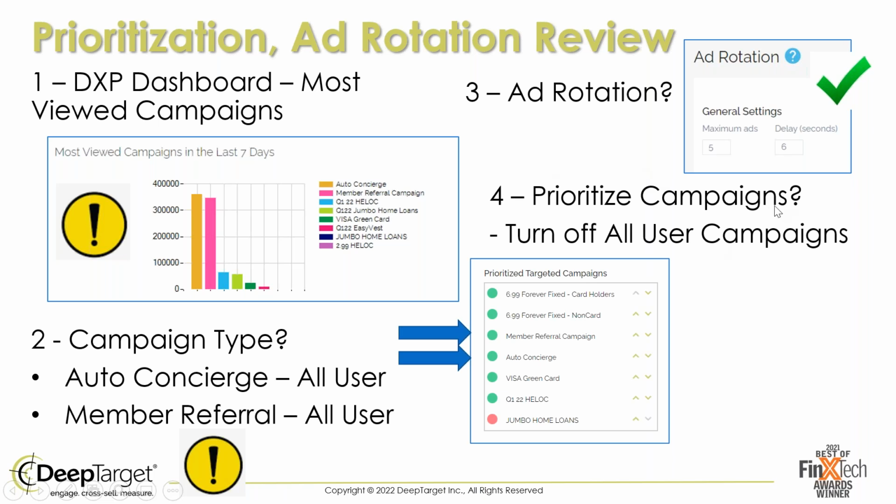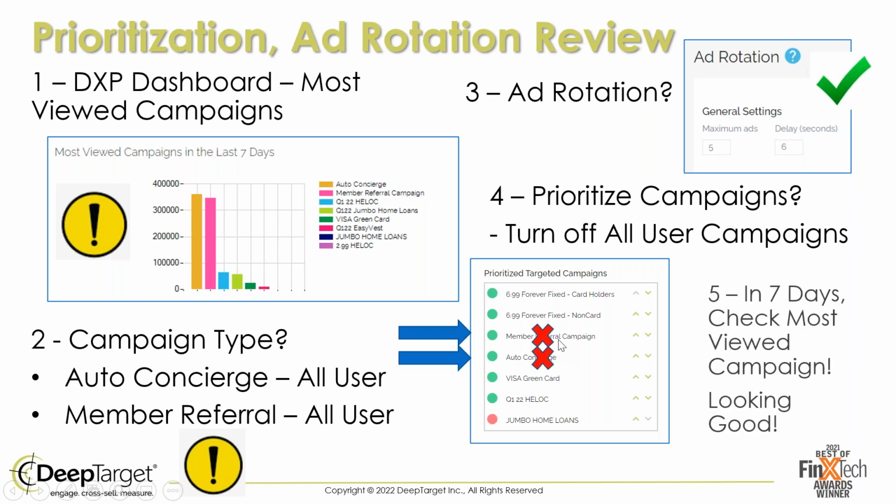And then finally, look at your prioritization. If you don't need certain ones to be prioritized, then in this case, pull them out. Take them out of the prioritized list so you don't waste space or make these campaign ads too irrelevant for your users. And so you can turn them off, and then just check this every week or two.